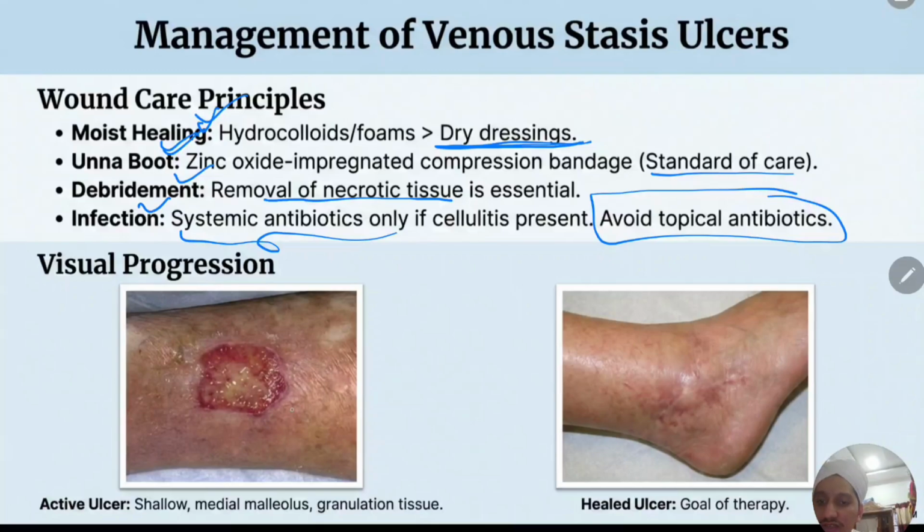Visual progression. You can see this is an active ulcer, and you can see this is a scab and a shallow wet ulcer with irregular edges, not punched out, and it is on the medial aspect. Shallow, medial malleolus, granulation tissue is there. So this is a healed ulcer, the goal of therapy. Same patient, you can see the healed ulcer.